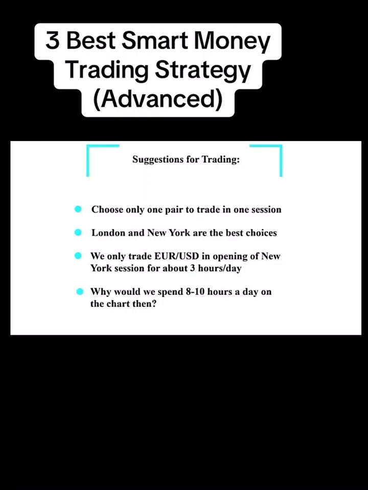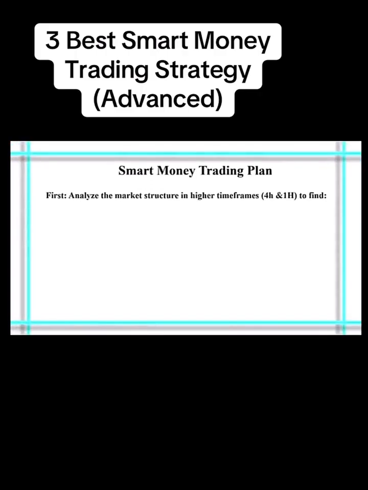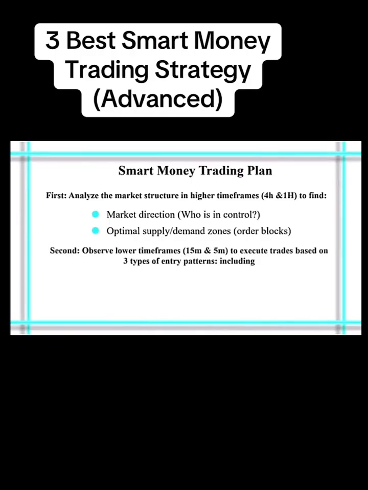Now, let's jump into the trading plan. The Smart Money trading plan consists of 2 steps. First, we analyze the market structure in higher time frames to find market direction, who is in control, and optimal supply and demand zones or order blocks. Second, we observe lower time frames to execute trades based on 3 types of entry patterns, including supply or demand flip, change of character, and continuation.